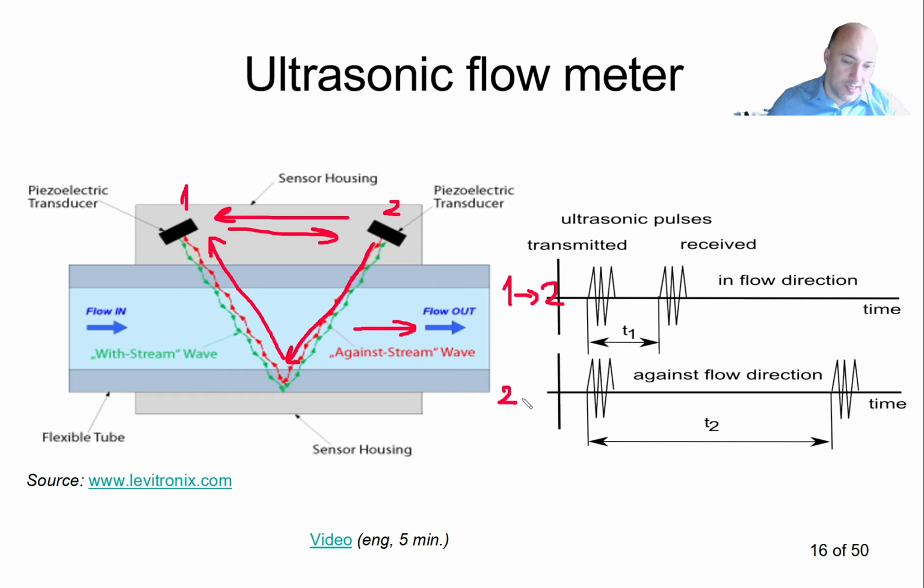And this is from 2 to 1. I start the ultrasonic pulse, I wait some time, and now as I'm going against the flow direction, it takes longer before I get the reception, and I get time 2. So from the difference between T1 and T2, it is possible to calculate the flow rate. Now we don't need the equation because we actually do not care right now, but there is a function that relates the time difference versus the flow rate.